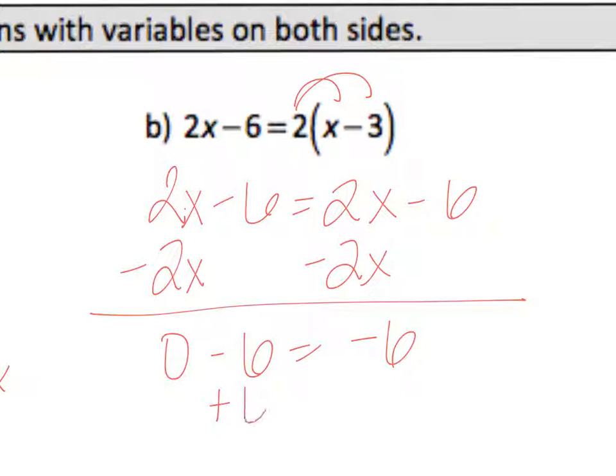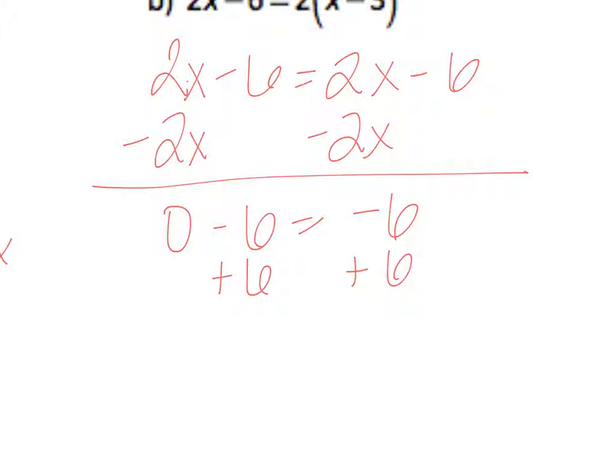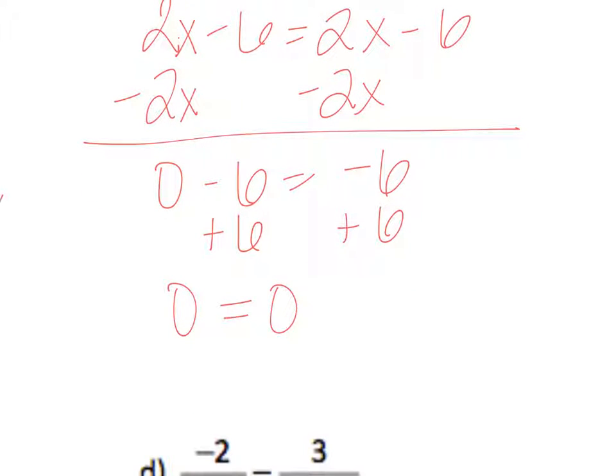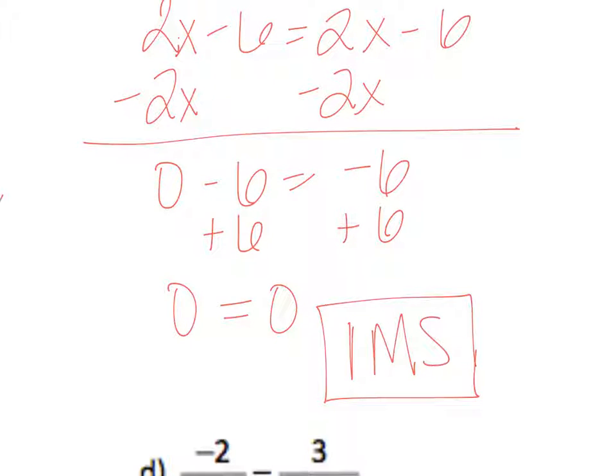And now if I add the 6 to the other side, and I simplify this again, I get 0 equals 0. Okay, when that happens, you have a special case. This is called infinitely many solutions. Okay, so there's not one solution, there's many solutions that make this equation true.